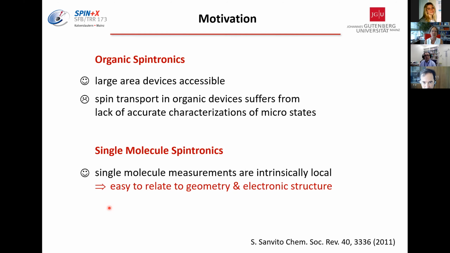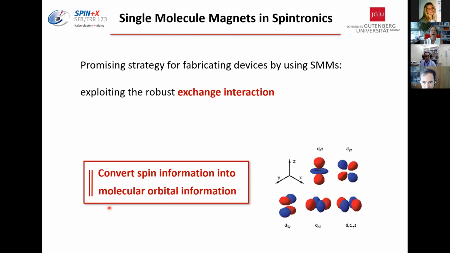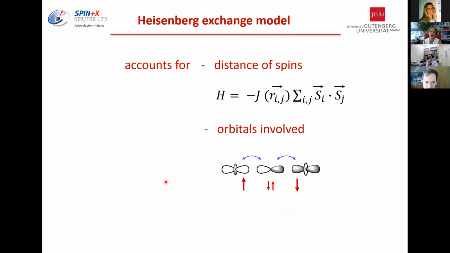So what we can do is that we can easily relate geometry and the electronic structure. And what we think as chemists is very, very appealing for us is that upon building molecules showing strong exchange interactions, we can convert the spin information into molecular orbital information. And this is what we are used to doing as coordination chemists.